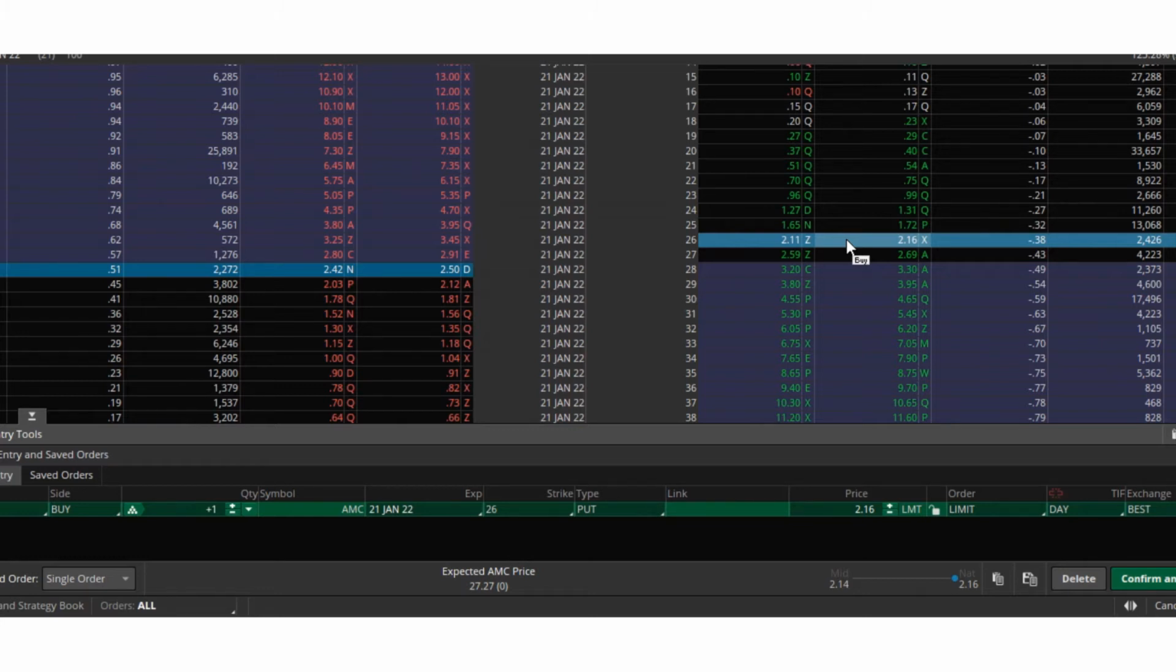Let's go to a stock so we can look at a stock. Let's look at stock examples.